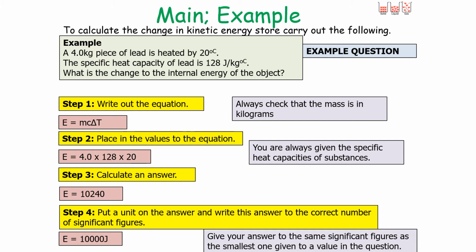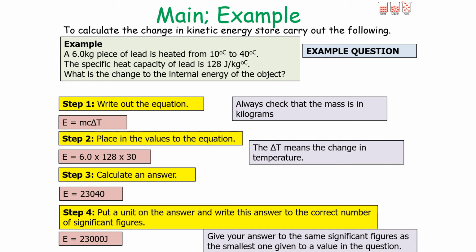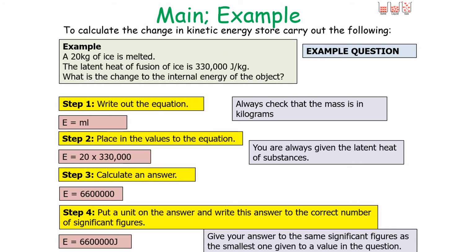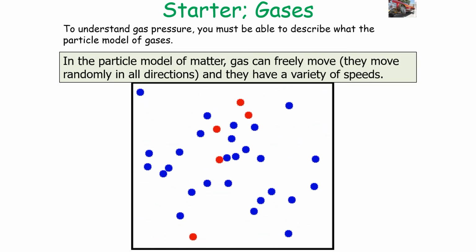You then calculate an answer, then put a unit on your answer and write it to the correct number of significant figures. Now again, if you have a change in temperature, remember you've got to work out the change in temperature first before you input it into an equation, and then finally it also works the same for the latent heat equation. So you write out your equation, you place the values into the equation after you've checked your units, you then calculate an answer, place a unit on the answer and write this answer to the correct number of significant figures. Now the last thing we want to look at is gases.